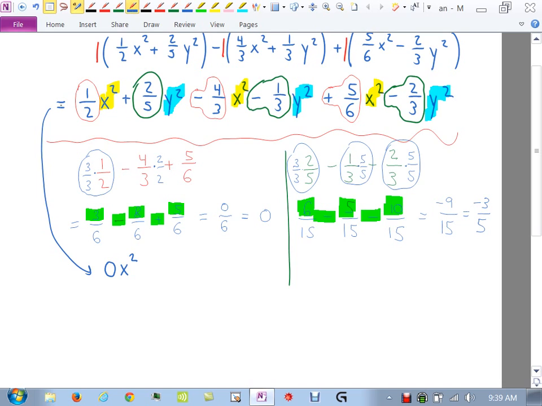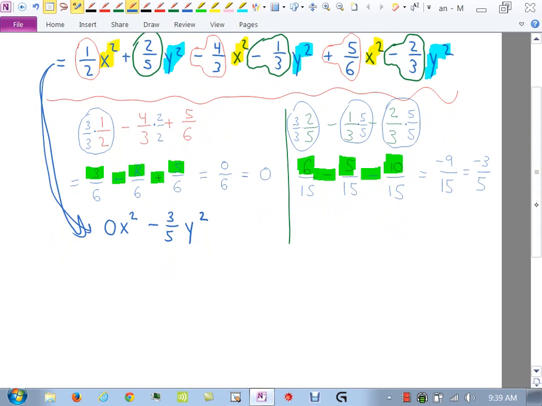That means that my answer, again, I'm coming down here and putting my answer here. I had 0x squared. I'm going to have minus 3/5 y squared. Man, this doesn't want to cooperate today. And that's just negative 3/5 y squared. That's it.